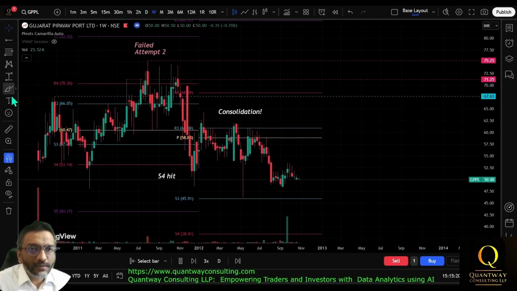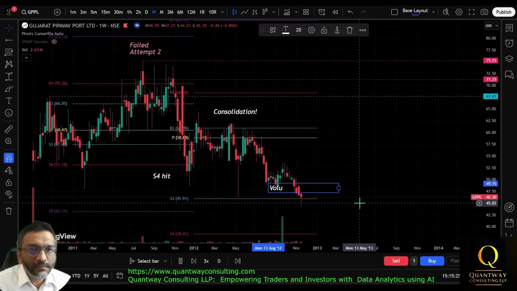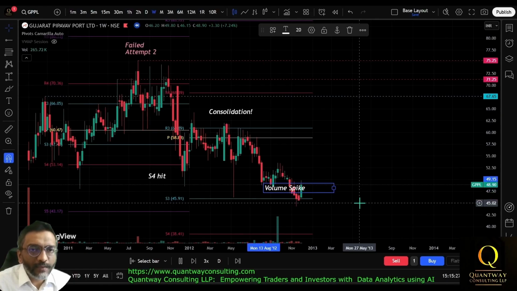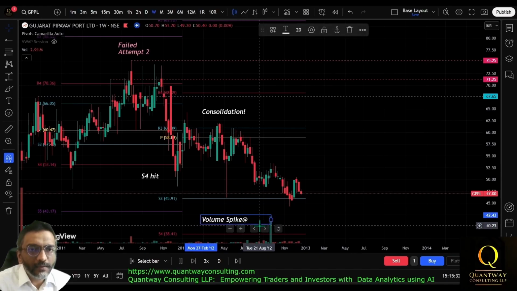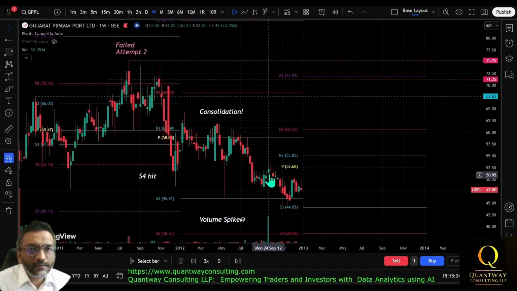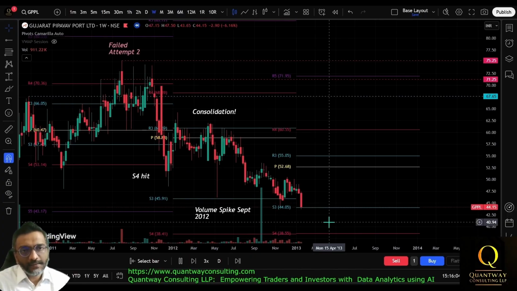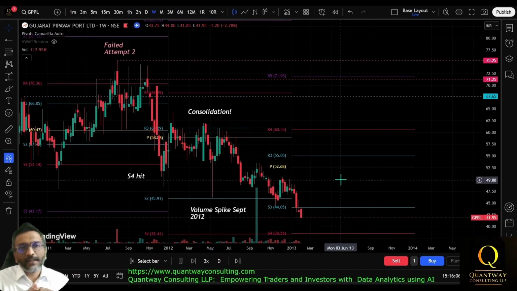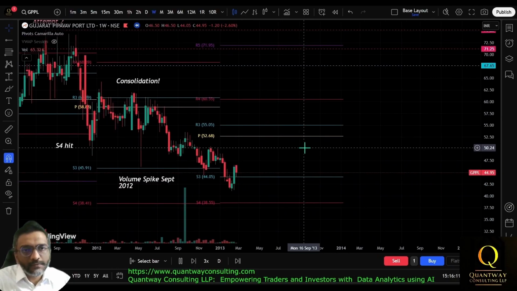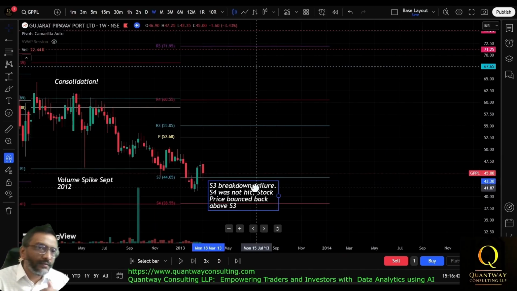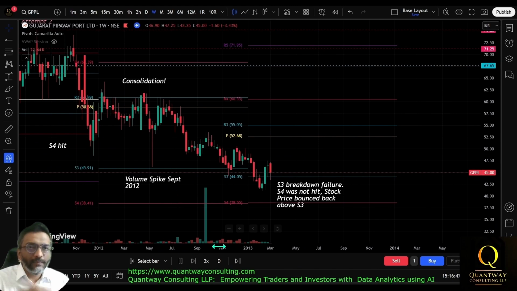Again, the stock is consolidating below the pivot levels, and now there is another volume spike. Actually, the previous volume spike only, the green color one, and now the stock has entered into the next year. So now the next year's S3 levels have been taken out. So there is a comeback candle. The price again entered into the S3 and pivot zone.